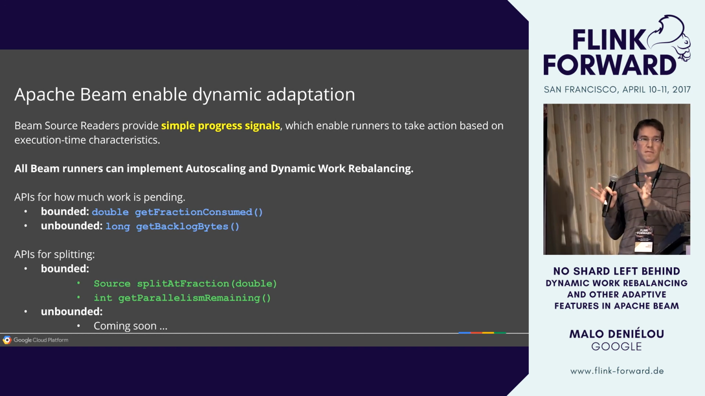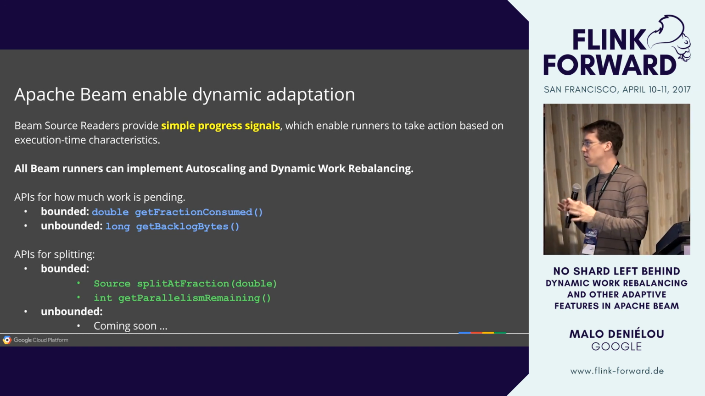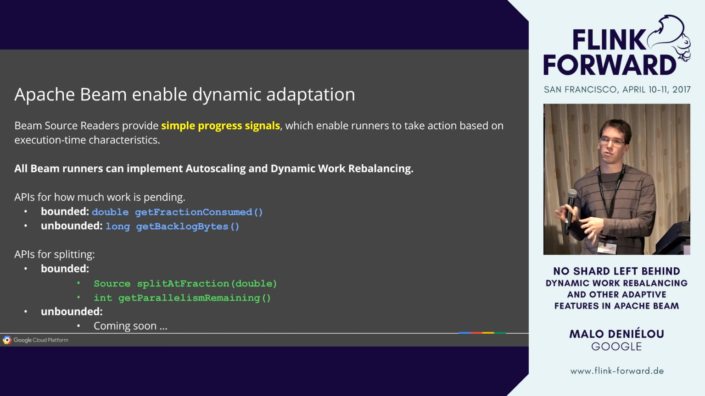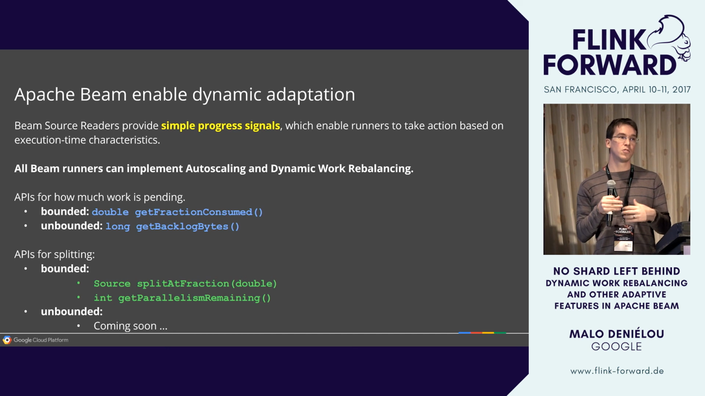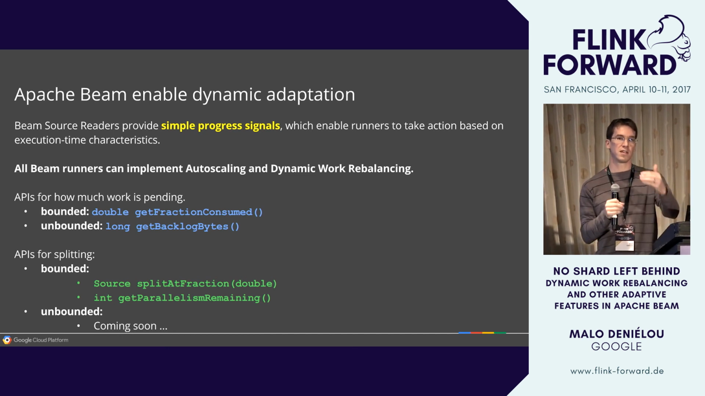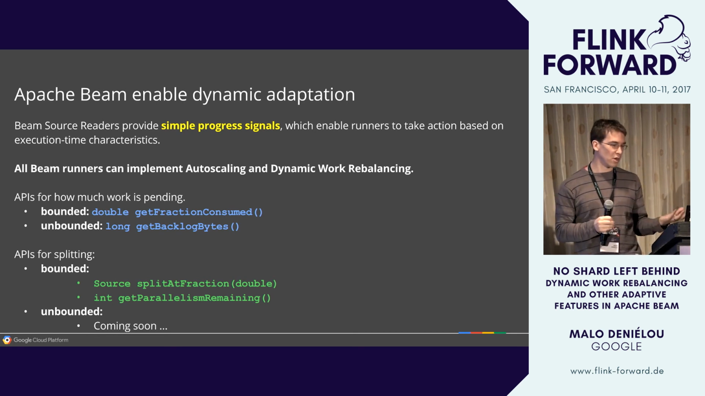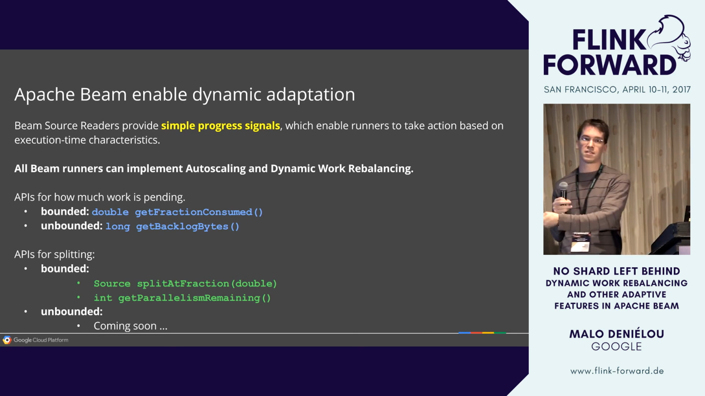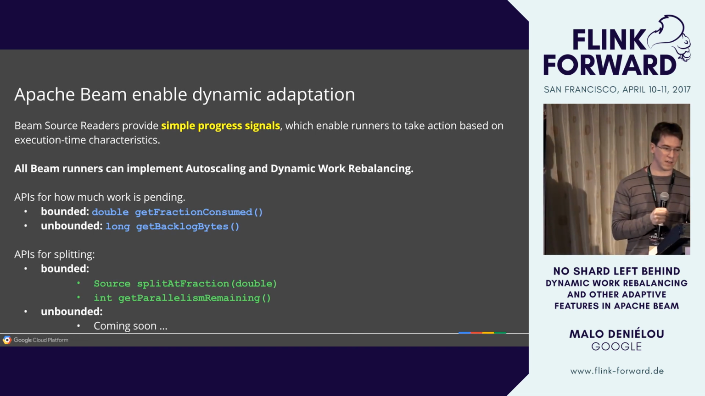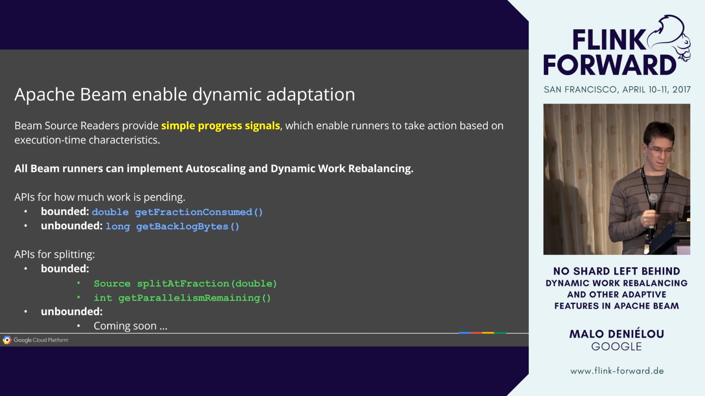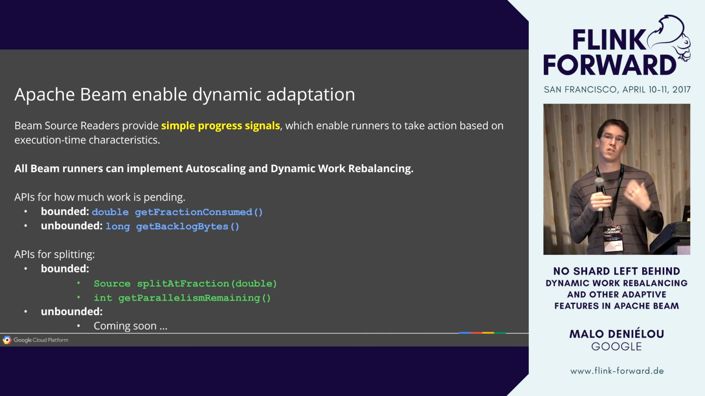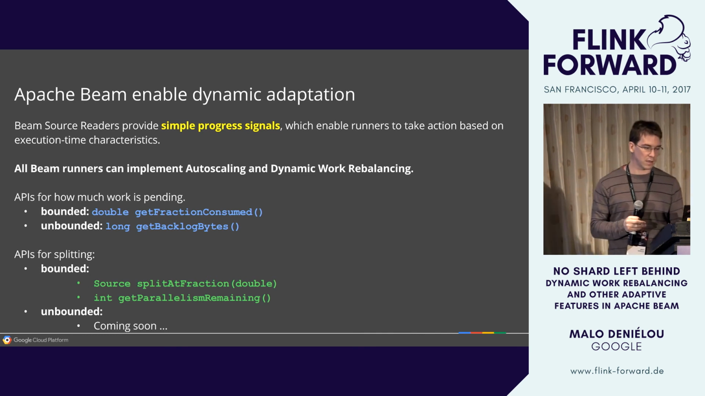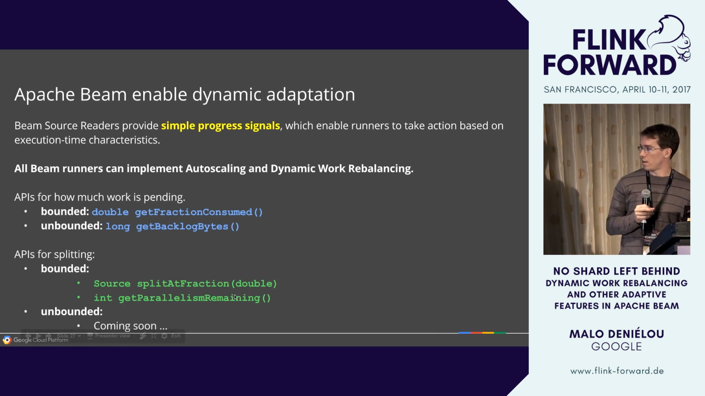So I've talked mostly about batch, but if you want autoscaling in streaming, well, one good metric to start upscaling, for example, is: do I have backlog in my pipeline, right? So the Beam APIs give that signal so that the runner can make the right decision and upscale. And then once you have those progress signals, you need a way to split the tasks, right? And so this is done with those APIs.